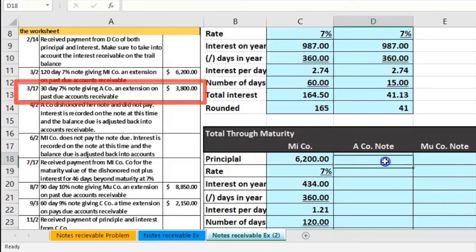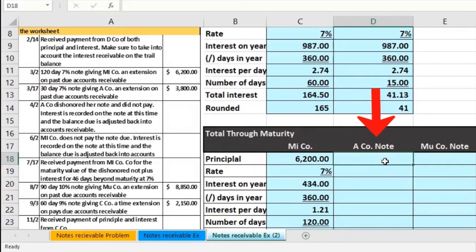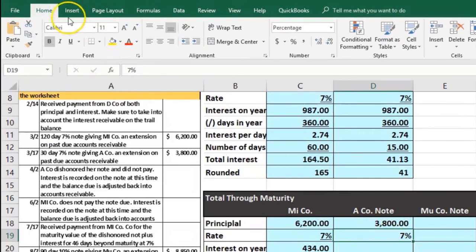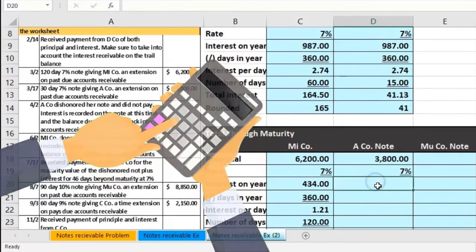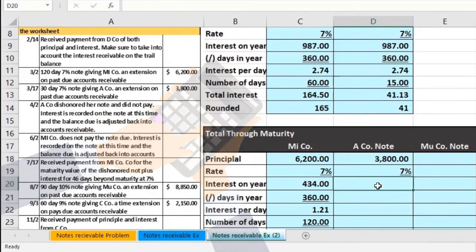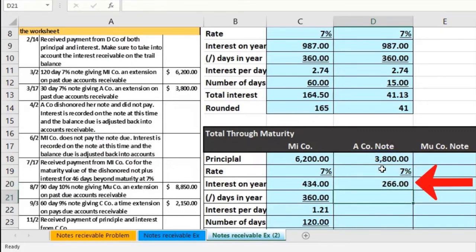Okay, so we're going to calculate this. It's going to be 3,800, and once again, it's another 7% note, and the 7% is formatted for us already. Home tab, numbers, percentage is how that is formatted. I'm going to underline it, go into the home tab, font group, underline, and then we'll multiply this out. Remember, this is for an entire year, 7% for a year, that's the convention. 3,800 times that 7% gives 266 for the entire year.